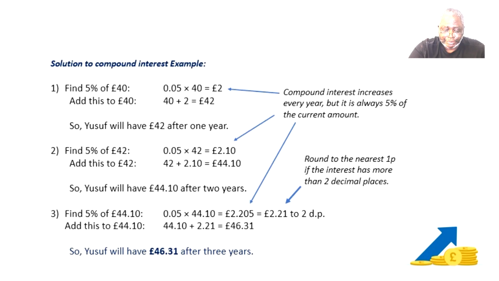And if you have more than 2 decimal places, then it's always useful to either round it up or round it down, except if you're told otherwise. So Yusuf will have earned £6.31 over 3 years, and the total amount he'll have in his account would be £46.31 after 3 years. So it's good to save because you do make a little bit of money.